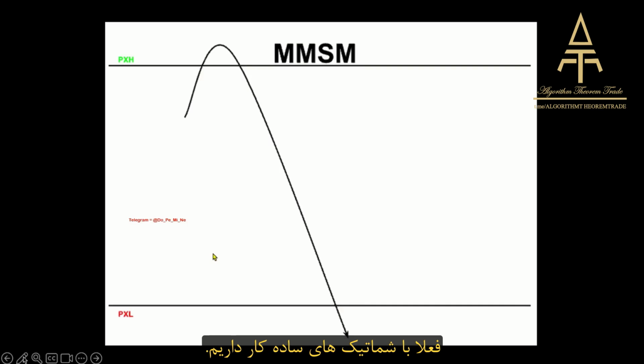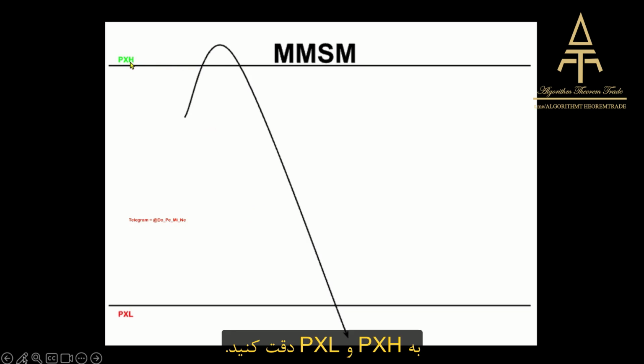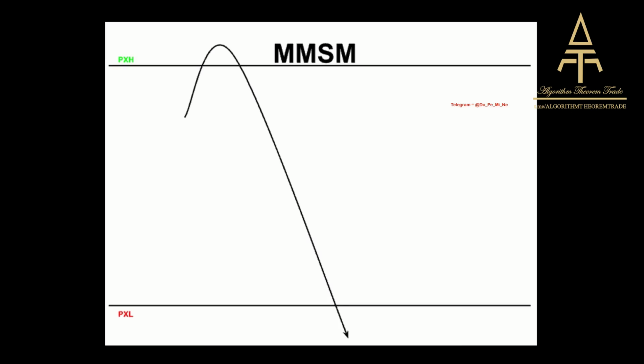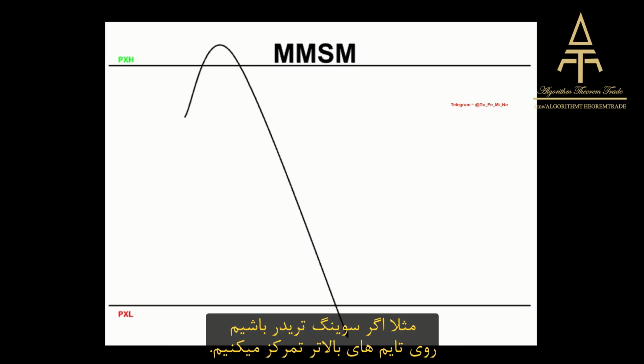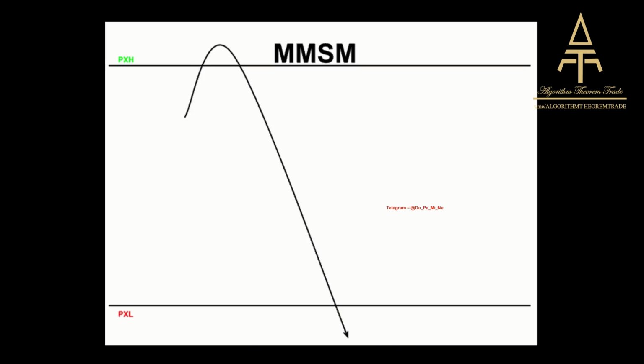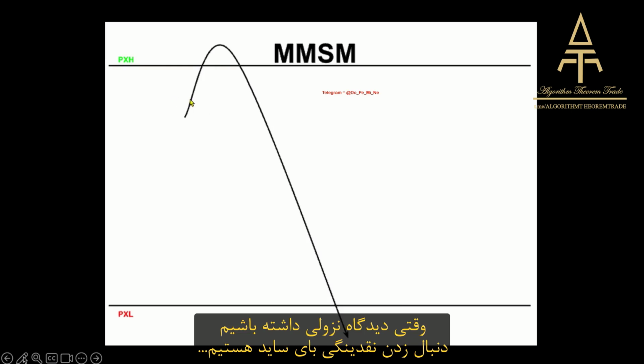We're going to take a look at rather simple schematics. We're going to focus on PXH and PX low, X being a variable that can be replaced by whatever time window we're interested in. So if we're swing traders, we're going to focus on higher time windows, of course. We're going to look at, for example, daily highs and lows, weekly highs and lows, monthly highs and lows, yearly highs and lows, etc.